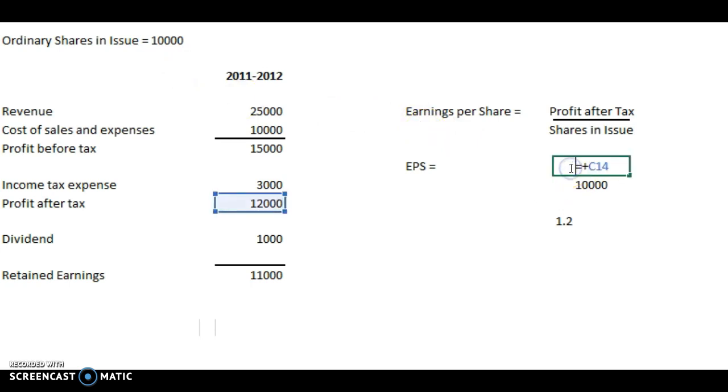And that's going to be, let's put some units in here. That's going to be pounds. What's our profitability per share? And the answer is 1.2 pounds, or sometimes it's expressed in pence or cents, so 120 pence in this case.